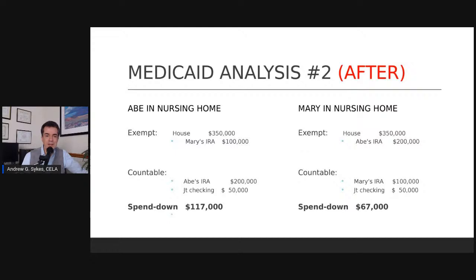So let me just toggle back and forth here. Before, $500,000 if Abe's in the nursing home, versus spending down $117,000 after. If Mary's in the nursing home, $404,000 before, $67,000 after. So you see, it makes a huge difference, hundreds of thousands of dollars that are being protected by planning ahead and knowing that there's that 5-year window that if we can get past, we can have a lot of savings. So it's the benefit of planning ahead.